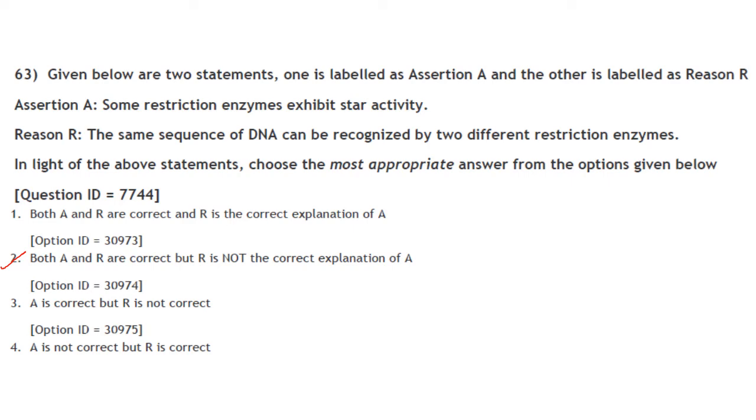Okay. And the reason: the same sequence of DNA can be recognized by two different restriction enzymes. That is also correct, but it is not the correct explanation of A. So both A and R are correct, but R is not the explanation of A. Answer is option 2.